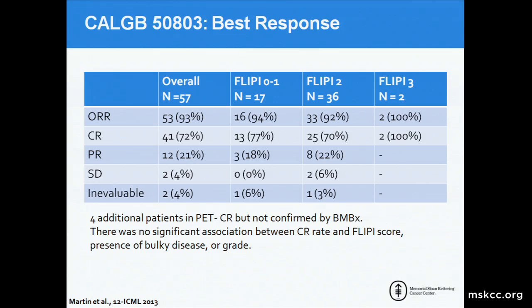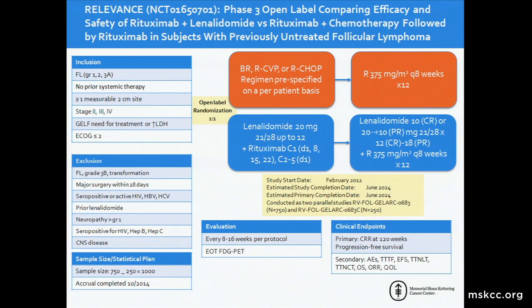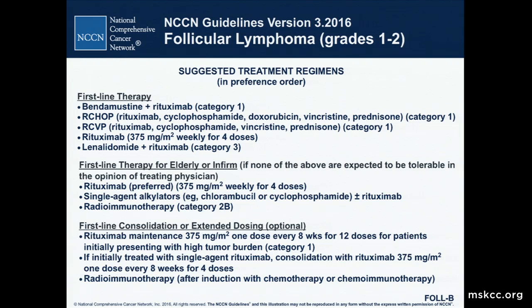I would actually argue this is a remarkable confirmation of the MD Anderson data. So this was the basis for an important prospective randomized trial comparing chemoimmunotherapy with BR, RCVP, or R-CHOP on an individual patient basis compared to lenalidomide plus rituximab. This trial completed accrual in October of 2014, and we're all eagerly waiting the results of the trial. So how did this impact the NCCN guidelines?